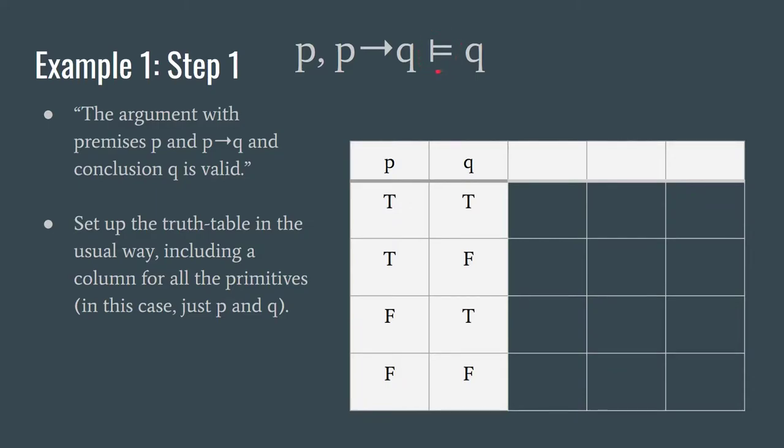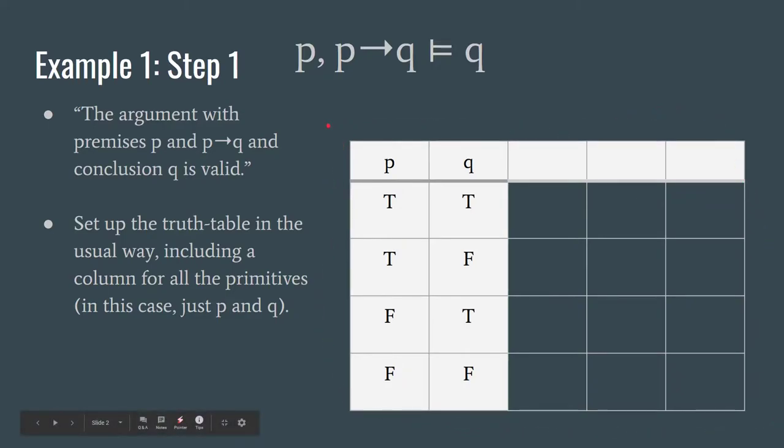This is called the double turnstile. This symbol is used to separate the premises on the left side from the conclusion on the right side. There could be any number of premises on the left, but only one conclusion on the right. And what this symbol is saying is that an argument with premises P and P arrow Q and a conclusion of Q is valid.